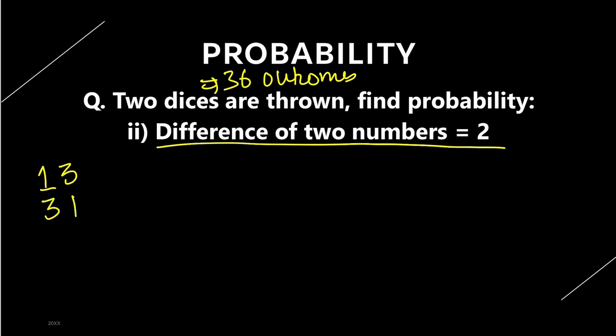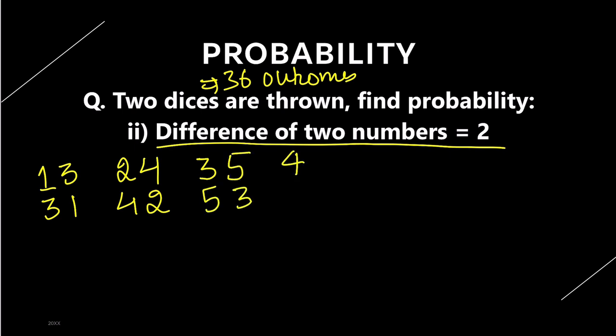3 and 1 is another case, right? Or the second thing is, on the first dice I am getting 2, on the second dice I am getting 4, or 4 and 2 on the first and second dice. Then I am getting 3, 5, and 5, 3. Then 4, 6, and 6, 4. But this is also already covered here, so you don't have to repeat it.